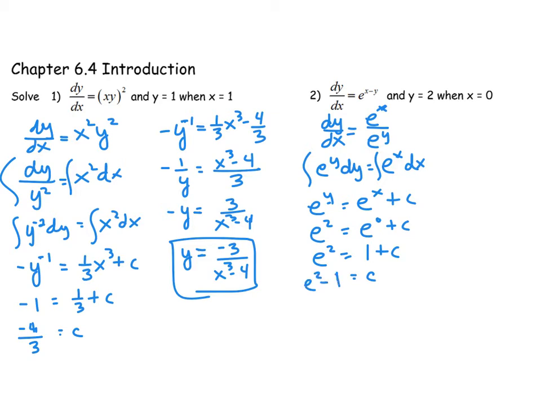So we rewrite our equation. We'll go back to when we first solved the equation and rewrite it as e to the y equals e to the x plus c, which we now found to be e squared minus 1. All we have to do now is solve for y, which is in the exponent. We'll use logarithms and get y equals the natural log, or log base e, of e to the x plus e squared minus 1.